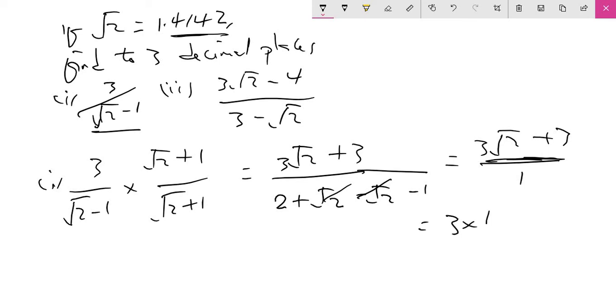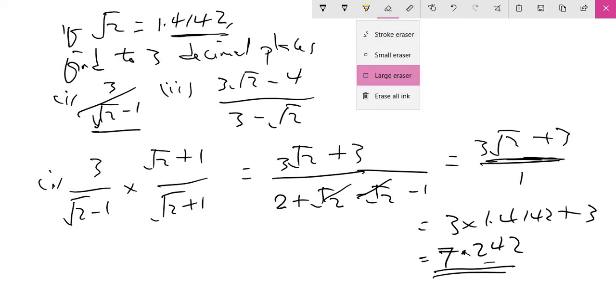So this gives 3 times 1.4142 plus 3. You can use your calculator: 3 times 1.4142 plus 3 gives 7.243, to 3 decimal places. Remember, the number of digits after the decimal point must be 3. So we leave it this way, and that's our answer. When given questions like this, where you have to substitute a surd value, you simplify it until you can't do anything further, and then you substitute the value given, and that gives you your answer.